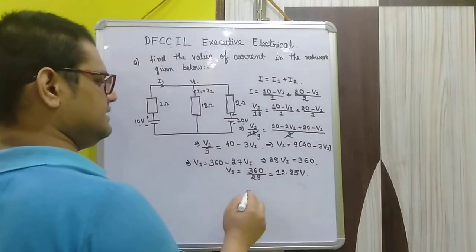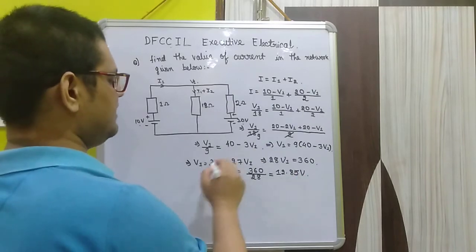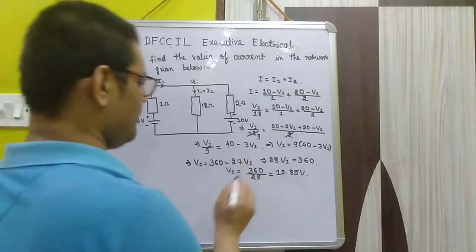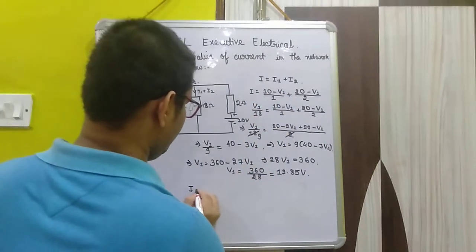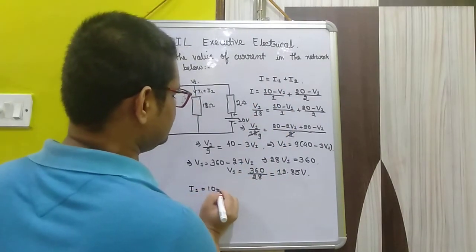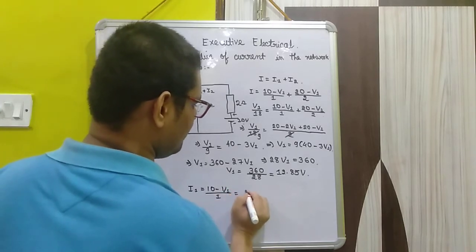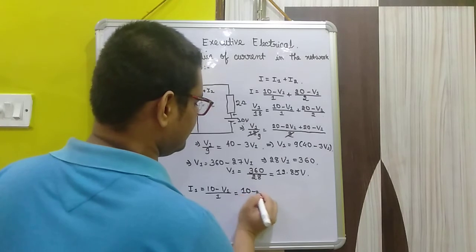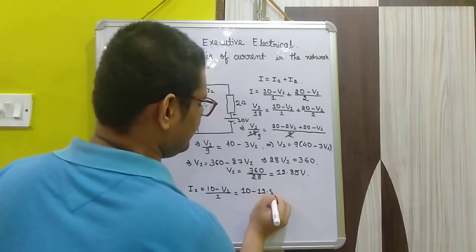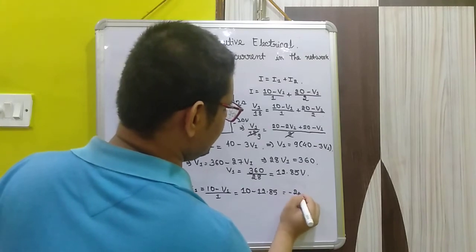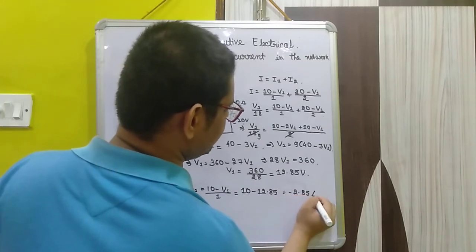I hope it's very clear how we have calculated this V1 value. Now how do we calculate I1? I1 will be nothing but 10 minus V1 divided by 1. We put the value of V1 over here, that is 10 minus 12.85. The 1 will be eliminated and it will be minus 2.85 ampere.